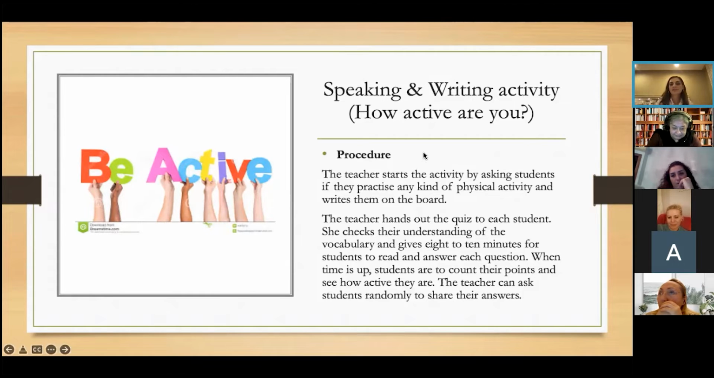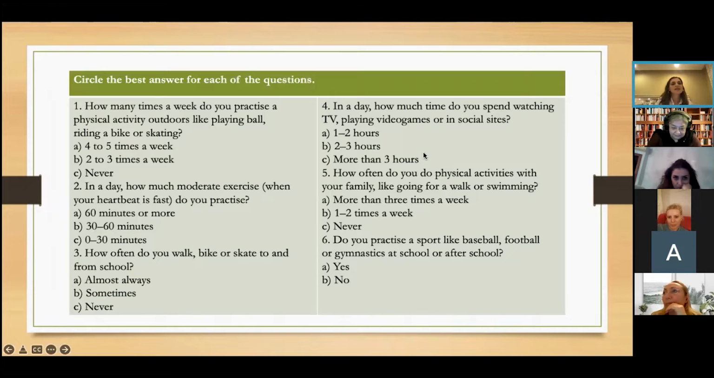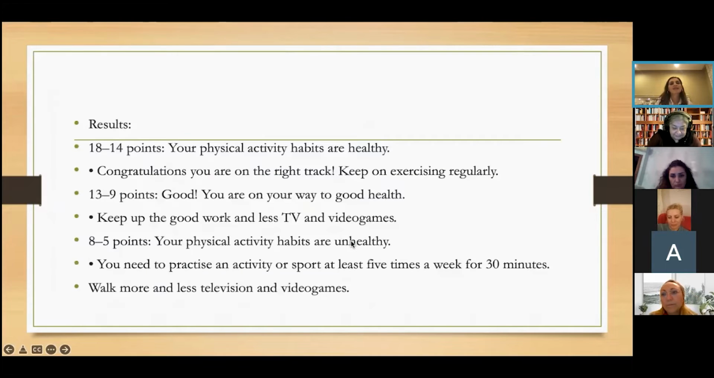Here is the quiz that evaluates how active they are, that tests how active they are. Here are the questions. And here is the grading criteria. The results, how they can calculate their scores, and whether they can decide on whether they are physically active enough or not.